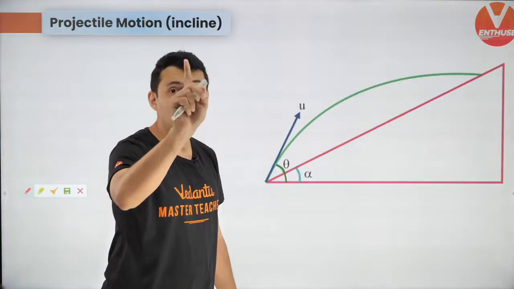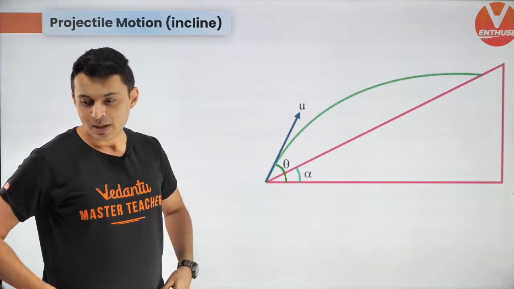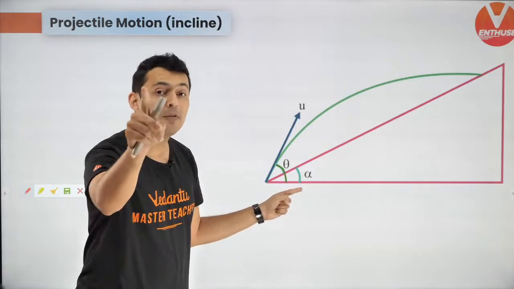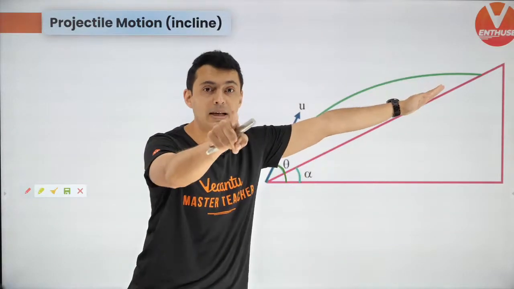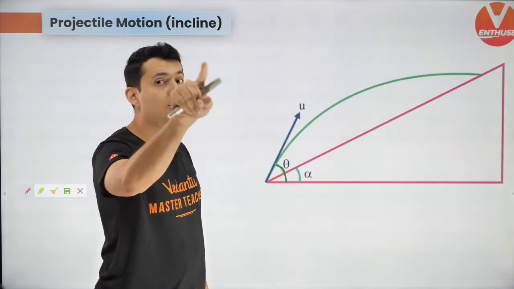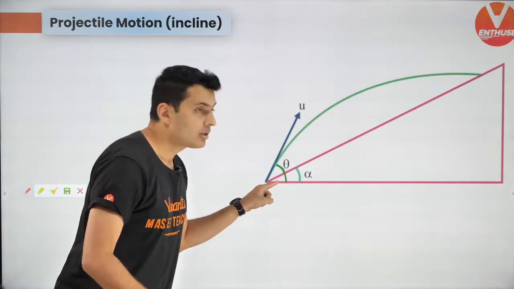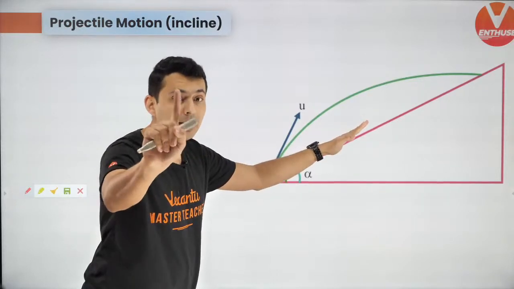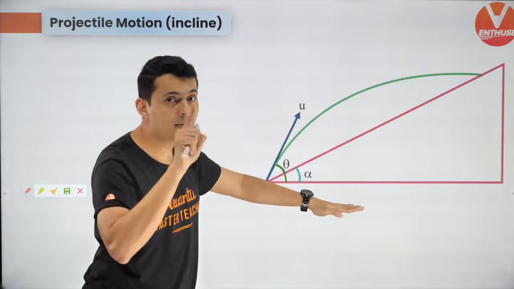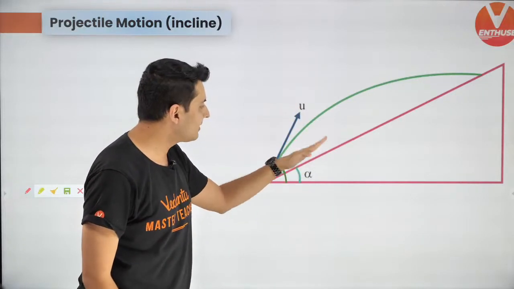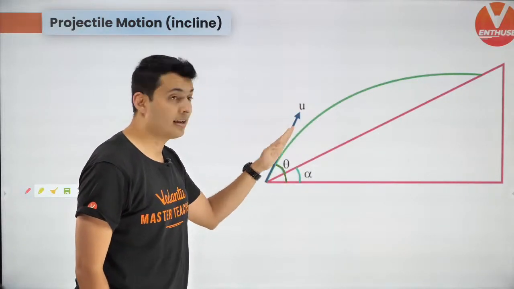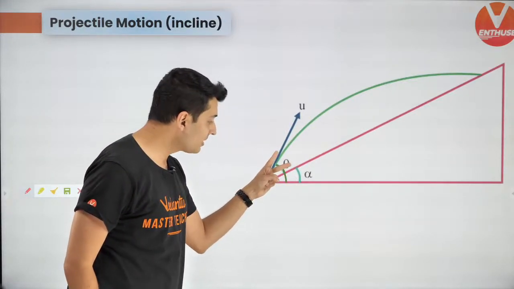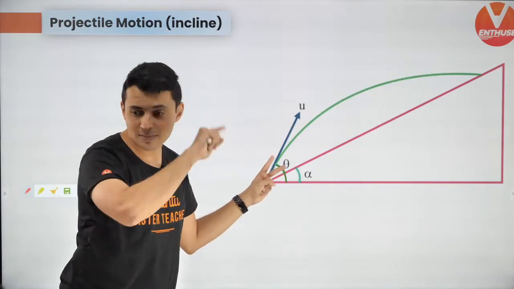So, first of all, let's remember certain things. First, alpha. What is alpha? Alpha is the angle of inclination of the plane. What is theta? Theta is the angle of projection, not with the incline, but with the horizontal. Keep this in mind. So the actual angle with respect to the incline is theta minus alpha, only this much. Keep this in mind.